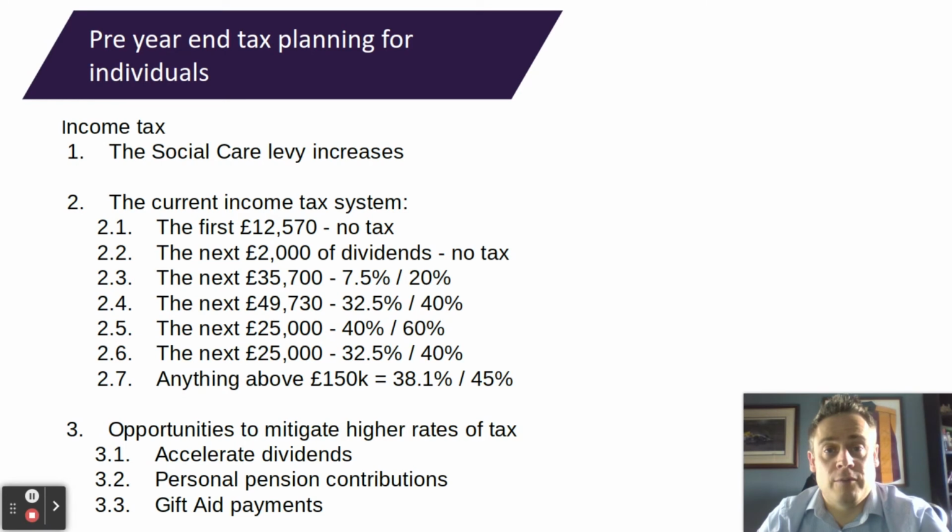You can also consider making gift aid payments if you're feeling particularly charitable at the moment. Gift aid payments work in exactly the same way as pension contributions. So if you made a £10,000 gift to charity and it qualified for gift aid, the charity get £12,000 and your basic rate band threshold again is moved from £50,000 to £62,000.